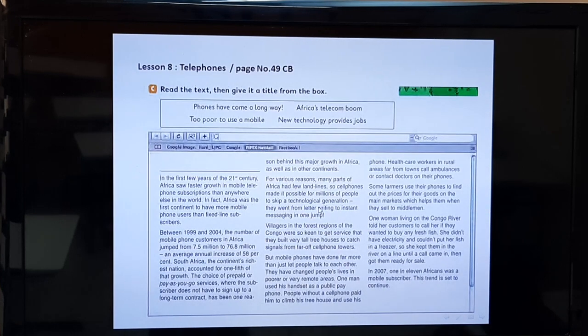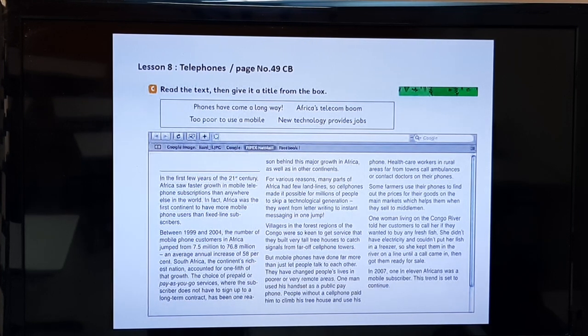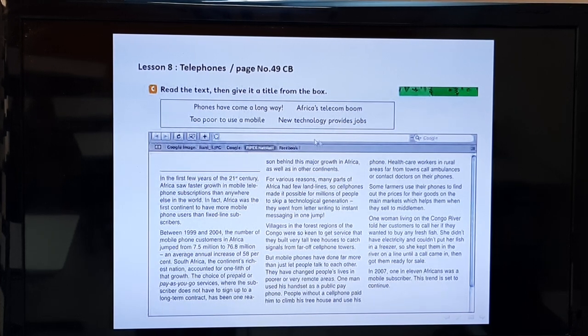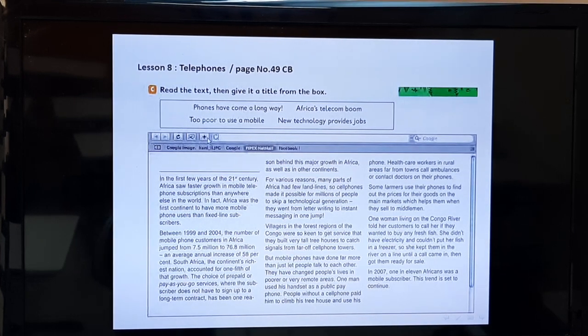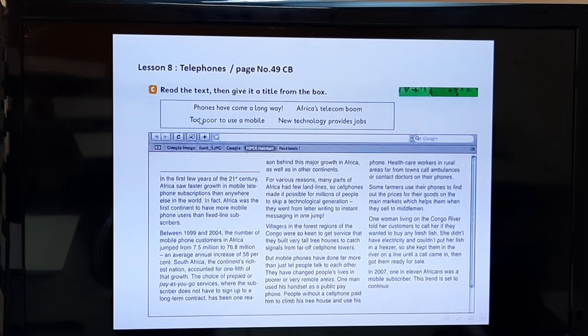Then we have a new lesson, lesson 8, in your course book, page number 49, which talks about telephones. As you see, you have a text here, so be careful with the information in your text. Section C, read the text, then give it a title from the box. So you should choose a good title for this text.